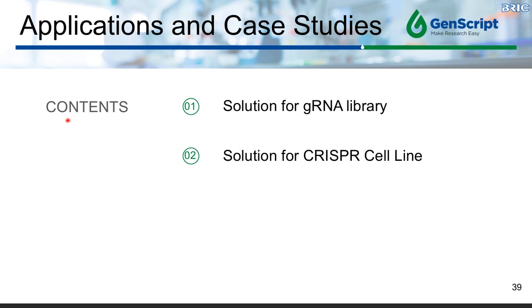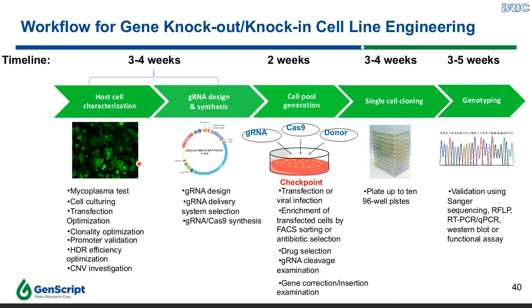So now I want to move on to talk about the solutions for the CRISPR cell line. Here I show you the workflow adopted by GenScript in order to create a gene knockout or a gene knock-in cell line using the CRISPR method. The entire workflow can be discussed in 5 different phases.